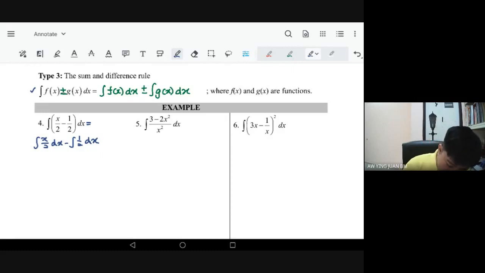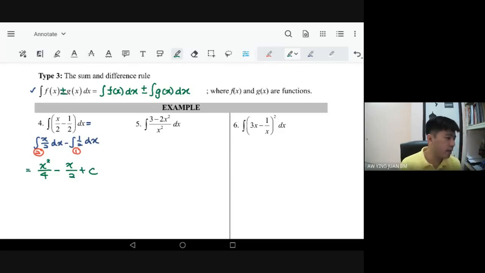So kita tengok semula. Saya tahu ini rules number 2. Ini rules number 1. So saya integrate, saya akan dapat x square over 4 minus x over 2 plus with the c. Itu jawapan saya untuk soalan ini.